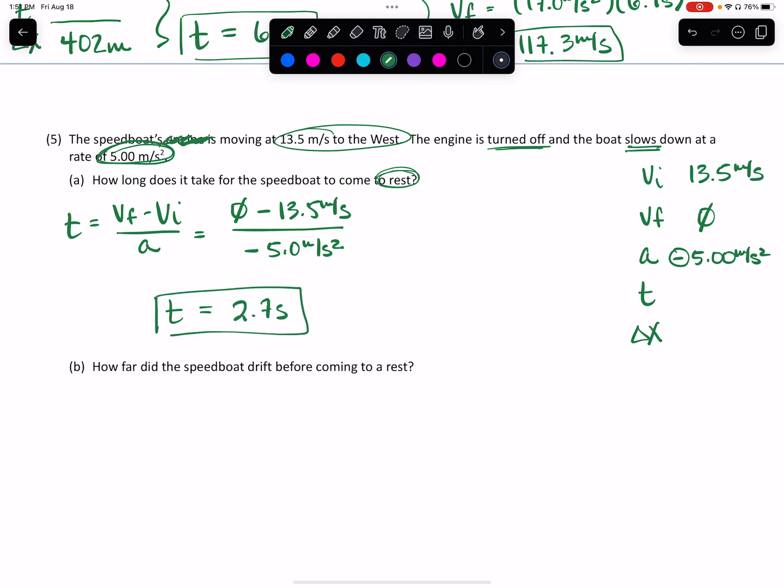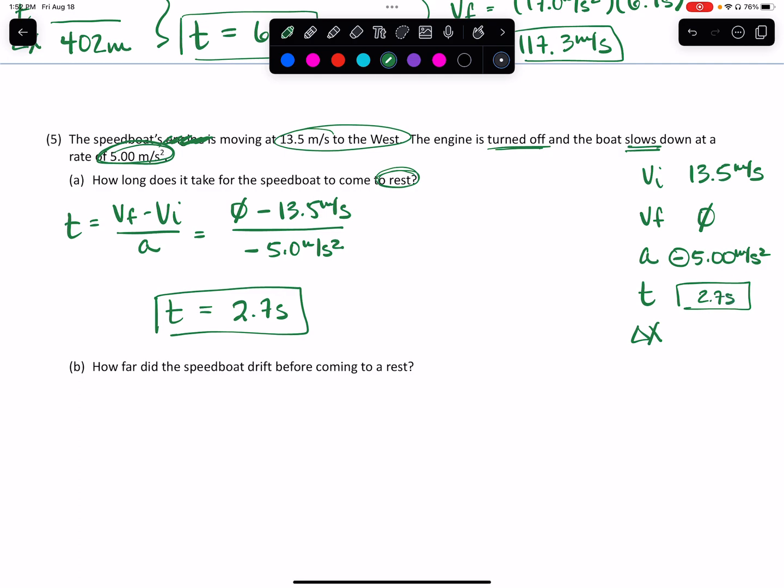Now, if I had not put my acceleration in as a negative value, I would have gotten a negative answer here. Time can never be negative. If you work your math and you find that time is negative, you've dropped a sign somewhere. You need to go back and look. All right, so now we know the time.